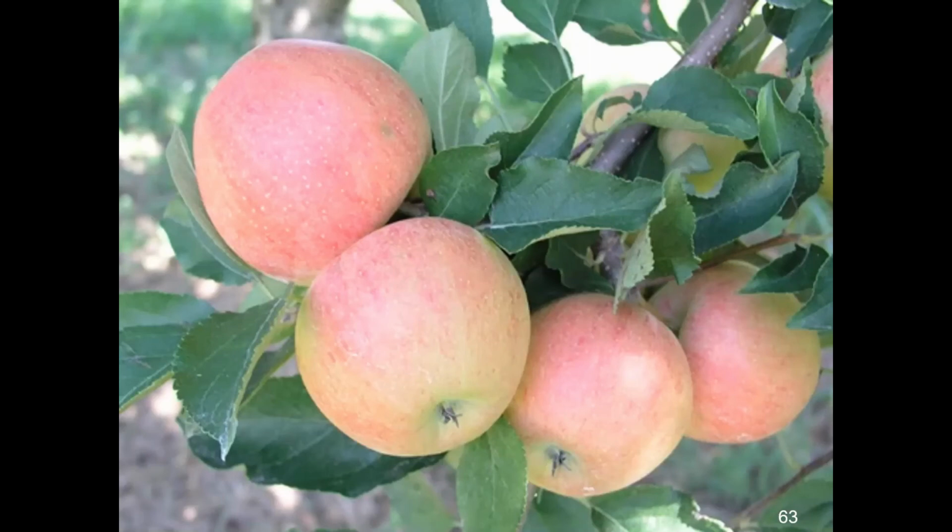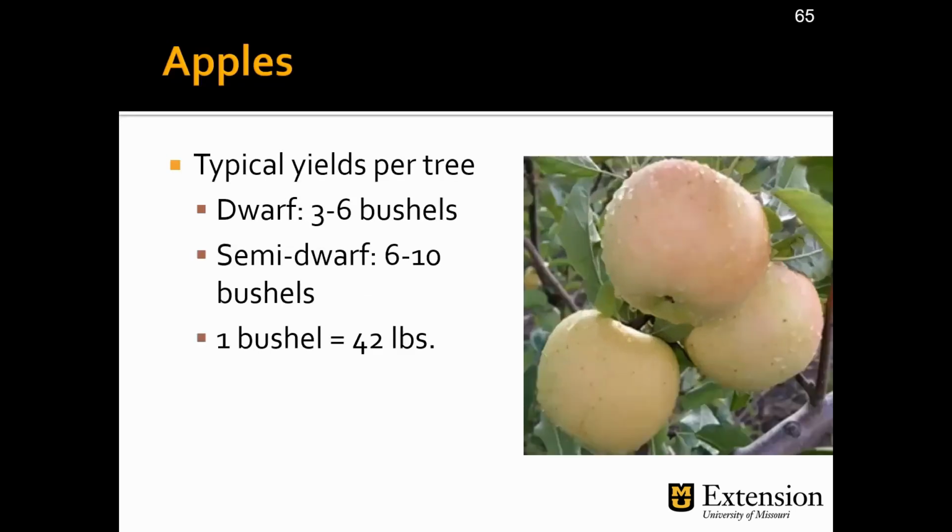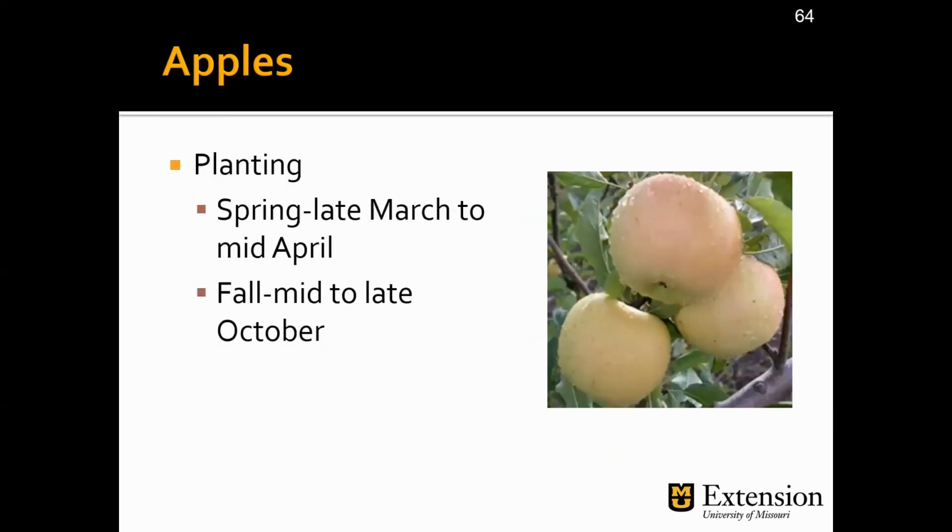Now, moving on to apples, I'm just going to quickly talk about each specific crop. I don't want to go deep into each specific crop because, if you saw, we have a specific class for each crop. So I'm just going to briefly go over these, but I'm going to focus on the planting material. So apples, you plant them in spring to late March when they're dormant before bud break.